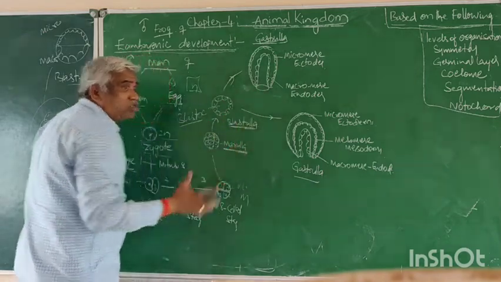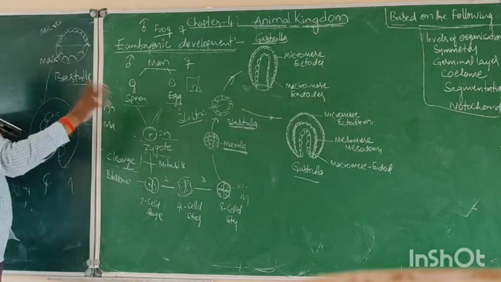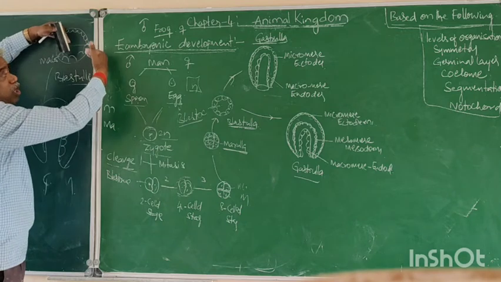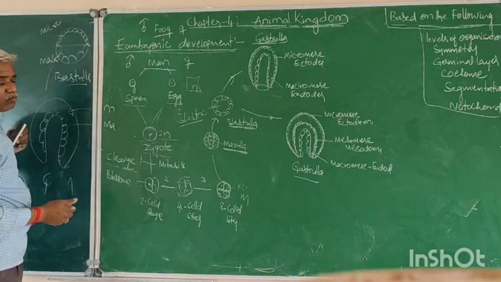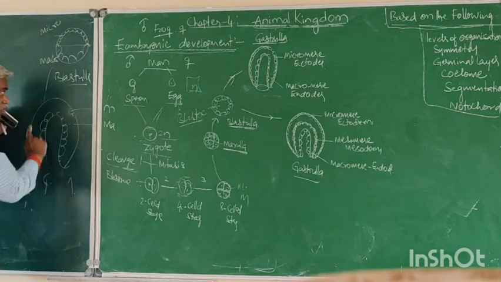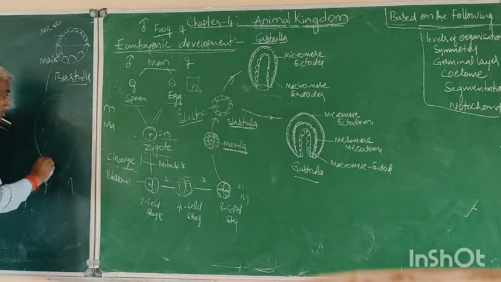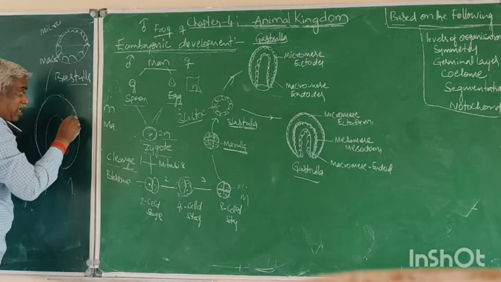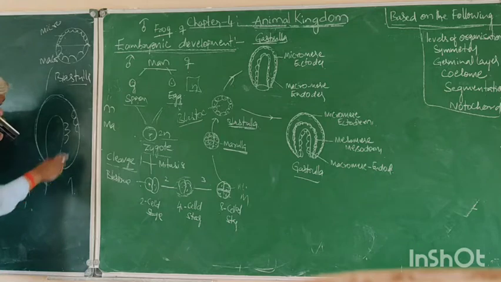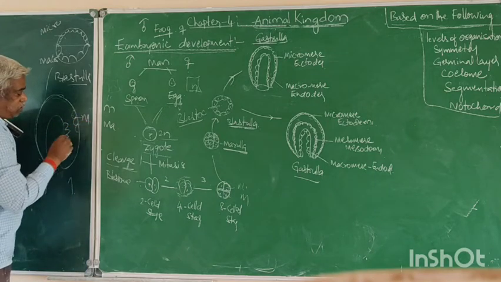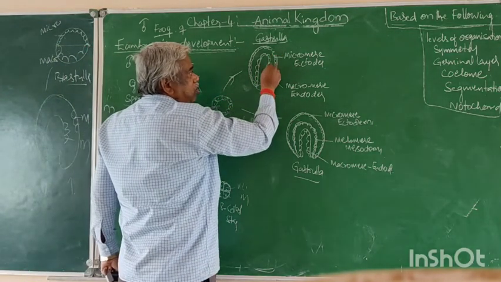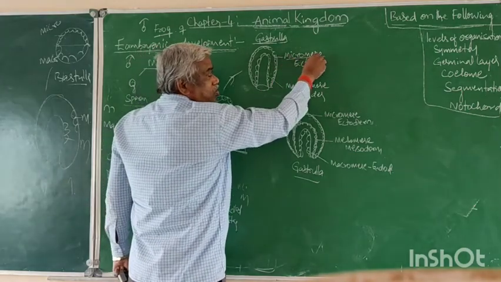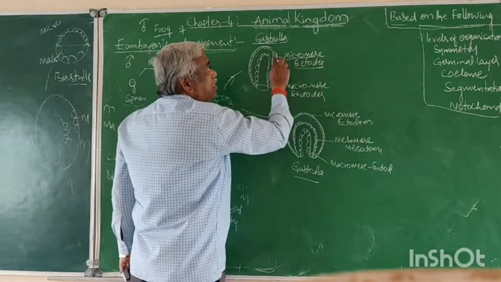Blastula means the gastrula has come. The embryo changes into a tube, and the cells are arranged in two rows. This is the micromere row and this is the macromere row. Each row is a single layer of cells.